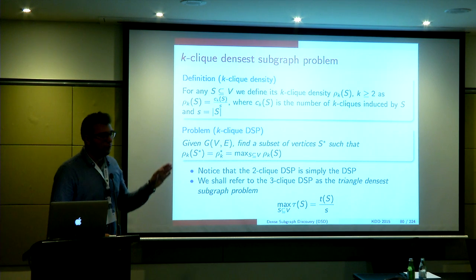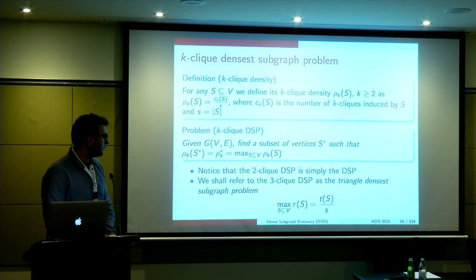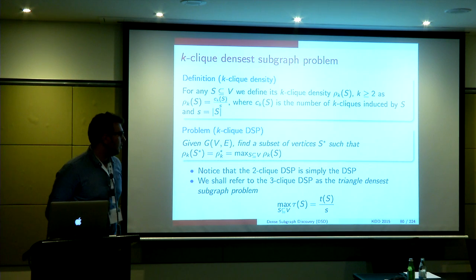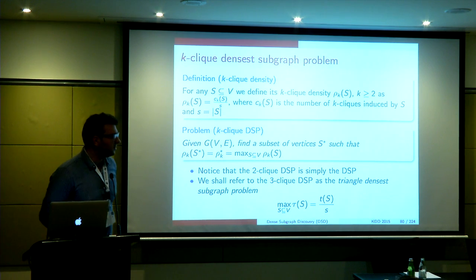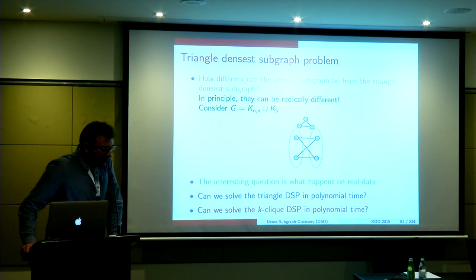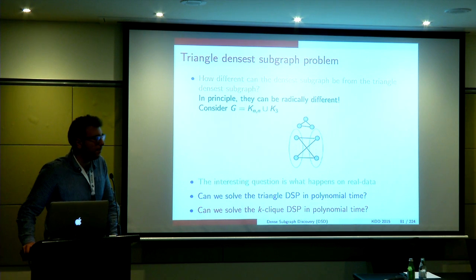So as soon as we move to other values, it was not known whether these problems could be solved in polynomial time. For the special case of the 3-clique DSP, so maximizing the average triangle density, I will call this problem the triangle densest subgraph problem, and this is the notation I'm going to use. So the first question is, how different can the DSP be from the triangle DSP? And the answer is, in theory, it can be radically different.